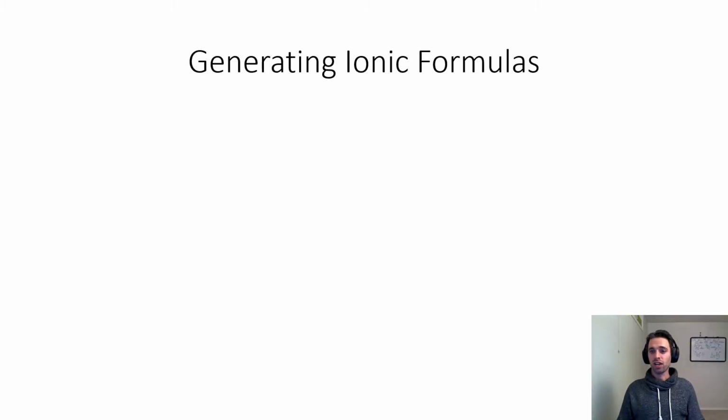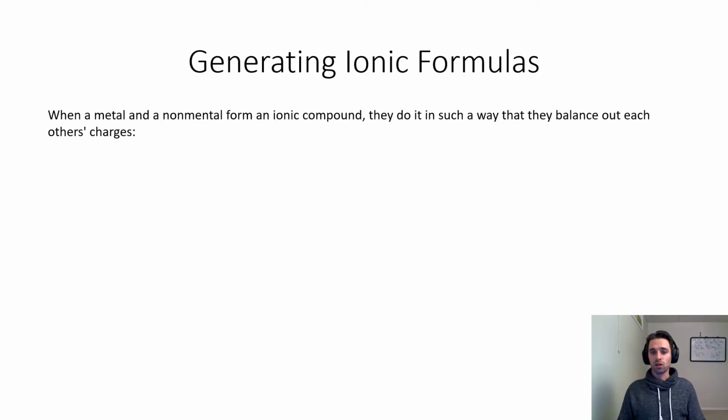And now let's look at generating ionic formulas. When a metal and a nonmetal form an ionic compound, they do so in such a way that they balance out each other's charges. Let's take the following general statement, where A is the metal and plus X represents the charge of that metal. Because group 1A and 2A elements tend to be metals that are positively charged, that's why we have a positive X here, where B is a nonmetal and negative Y represents the negative charge that nonmetals typically take on, such as halogens.